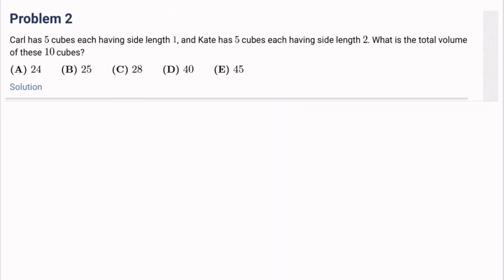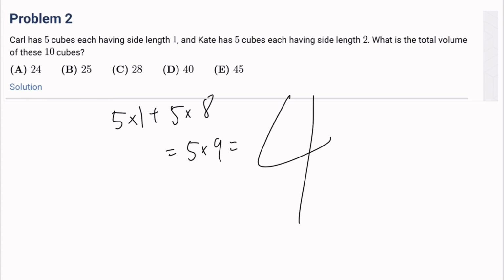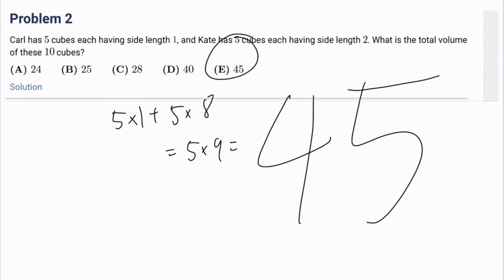Number 2, Carl has 5 cubes, each having side length 1, and Kate has 5 cubes having side length 2. What is the total volume of these 10 cubes? Okay, so 1 cube of side length 1 is going to have volume 1. So 5 times 1 plus 5 cubes of side length 2, right? So 5 times 2 cubed, and that is 8, right? So this is 5 times 9 equals 45. So the answer is E.